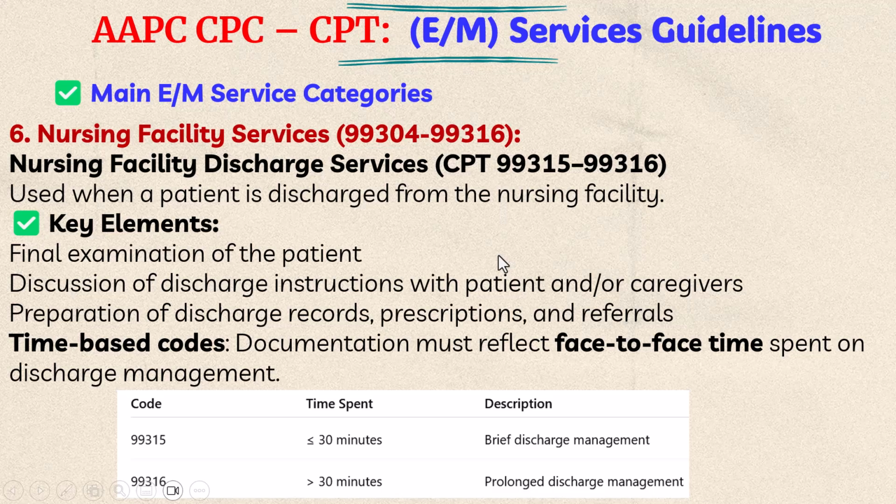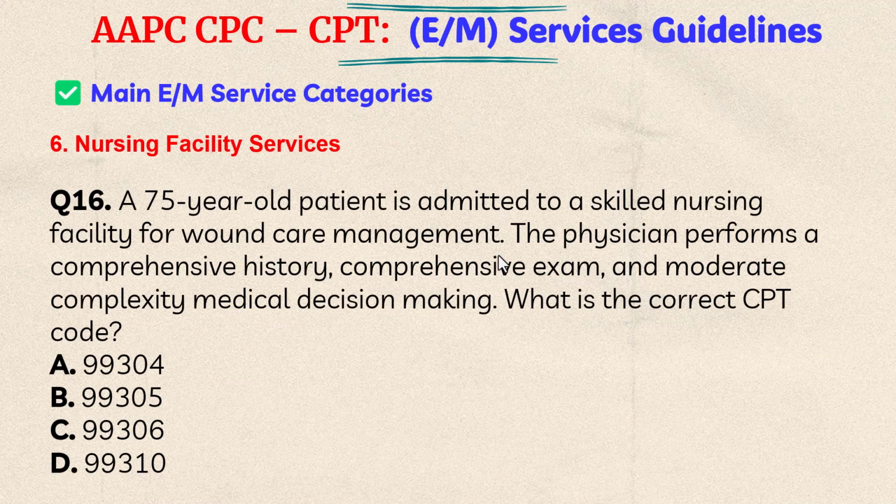So let's see some examples. Question number 16. This is the continuation of previous parts. A 75-year-old patient is admitted to a skilled nursing facility for wound care management. The physician performs a comprehensive history, comprehensive exam, and moderate complexity medical decision making. What is the correct CPT code? So there are four codes available: 99304, 99305, 99306, and 99310. So take your CPT code book and find the answer.